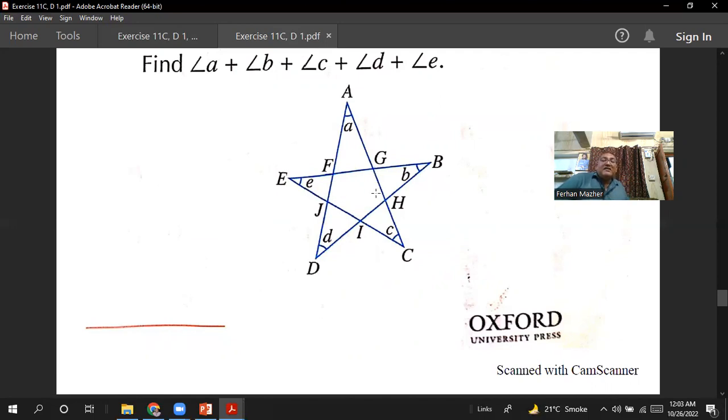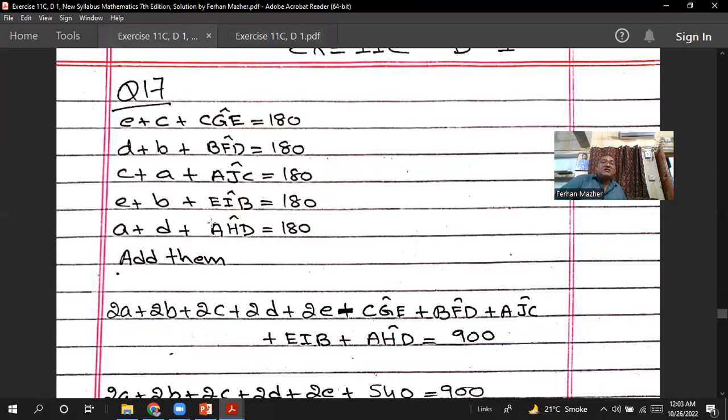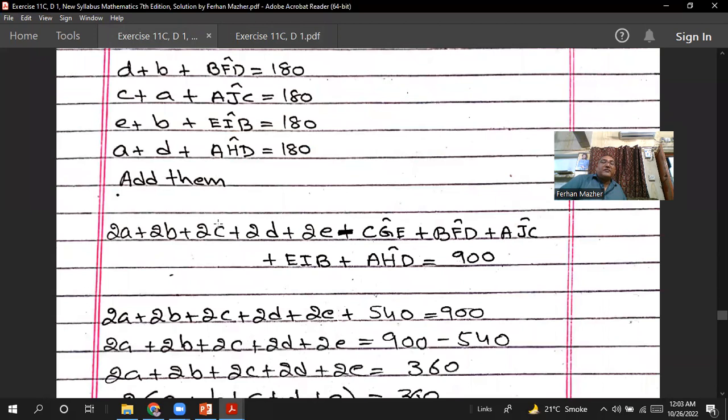Now we will take this angle. It will be A plus D plus AHD. Then I will take this angle F here. So this will be B plus D plus BFD. Then I will take this angle and it will be A plus C plus AJC. So if I add these 5 angles, their sum will be 540 because they are making a pentagon.